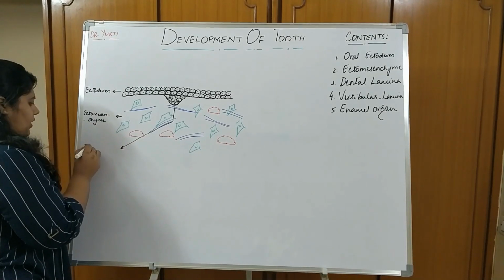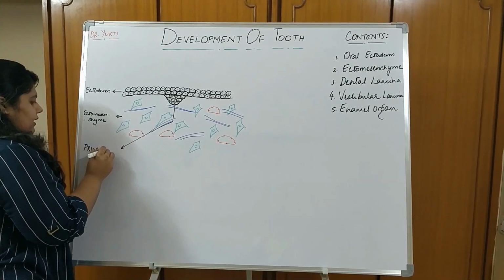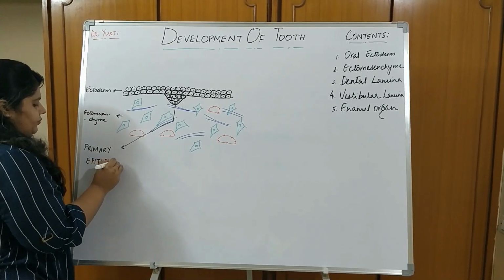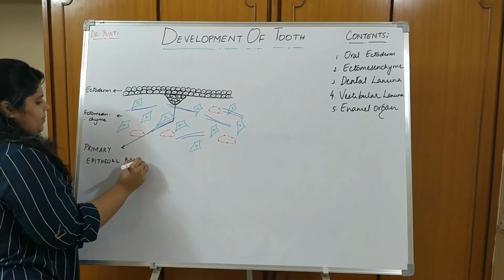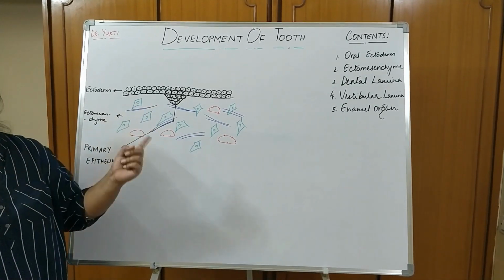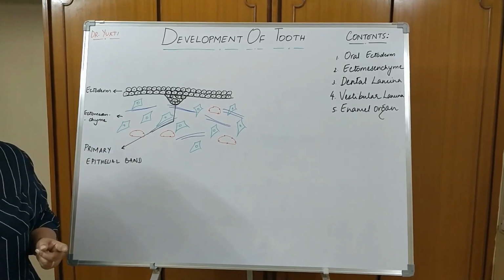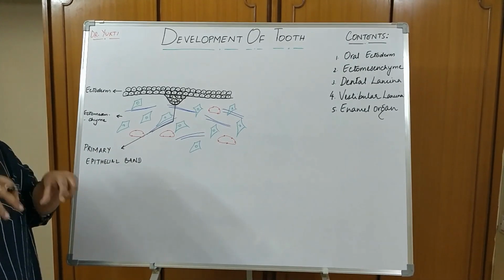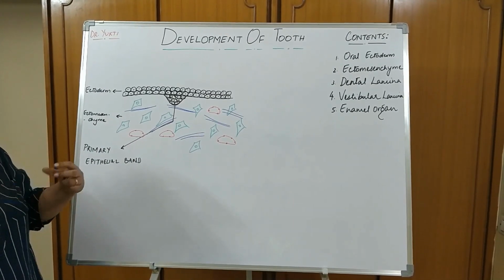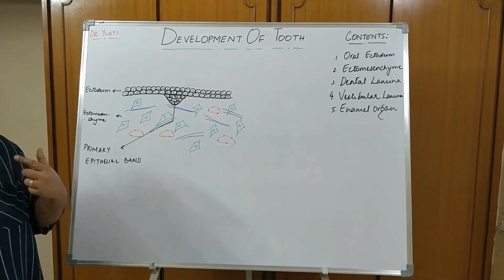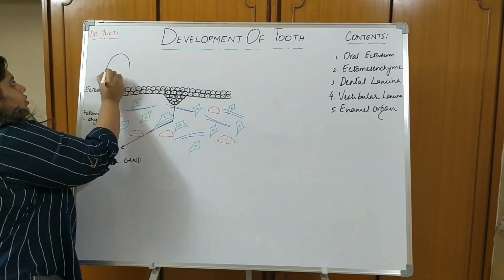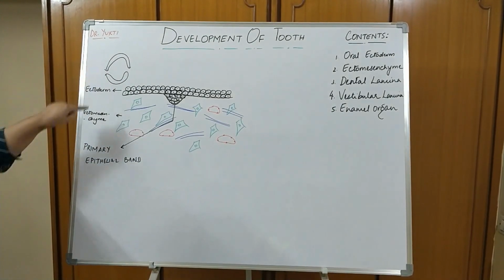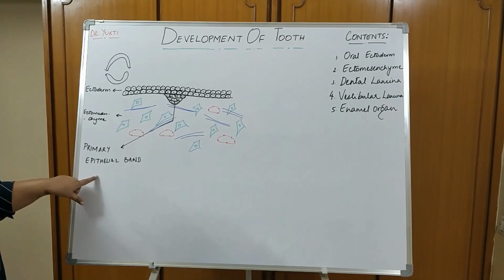This is again an important structure. It is the primary epithelial band. It is called a band because just imagine it in a 3D structure. This is just a 2D one, right? So in a 3D structure, the ectoderm proliferates into the ectomesenchyme in the shape of a band or the arches, which are future horseshoe shaped arches, one in the maxilla and one in the mandible. So this is the primary epithelial band, okay?